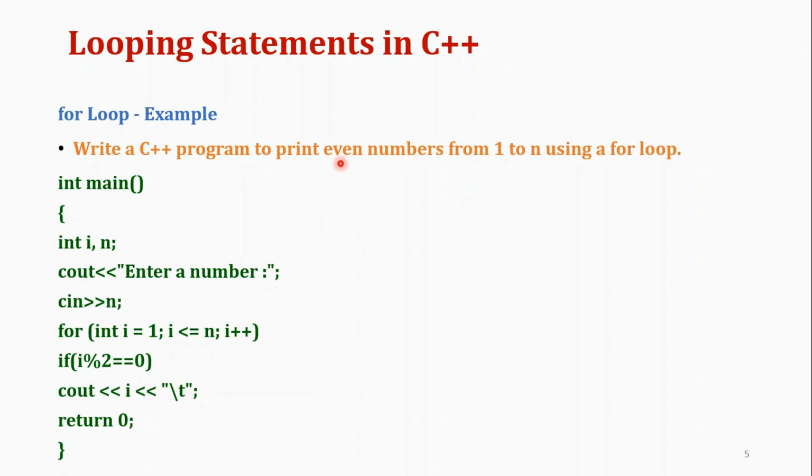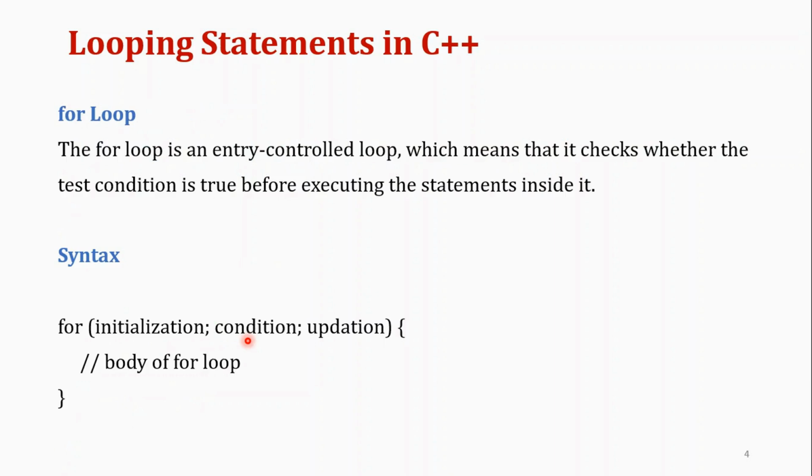To find an even number, the modulus operator is used. If the number mod 2 is equal to 0, that number is an even number. So all the numbers will be checked, and only the even numbers will be printed. Check out the syntax: initialization, condition, and the updation.